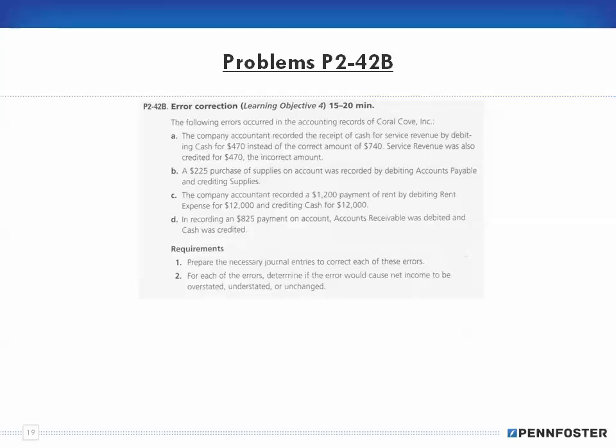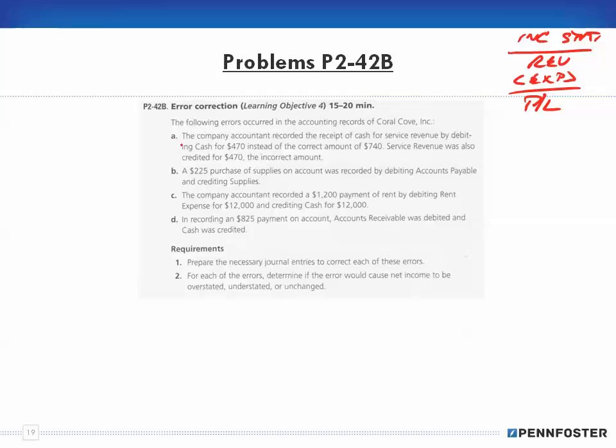All right, so let me get my pen. It says here, the following errors occurred in the accounting records of Coral Cove. The requirements are: prepare the necessary journal entries to correct each of these errors, and for each error, determine if the error would cause net income to be overstated, understated, or unchanged. Remember, net income is on our income statement, and on our income statement, revenues less our expenses gives us a profit or loss. So we have to determine if revenues or expenses would change, which would cause the net income to be overstated, understated, or unchanged.